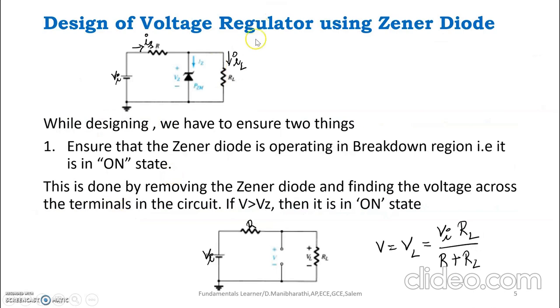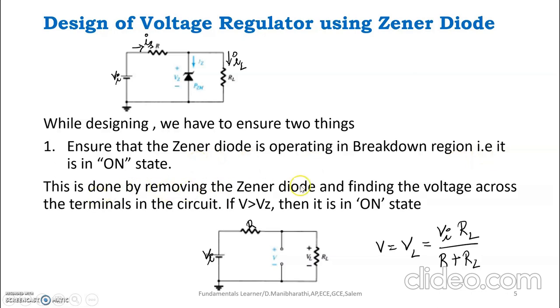Okay, now we'll see the application, how it is used as a voltage regulator. So this is a simple circuit, right? This is a source voltage, this is your resistance, this is your Zener diode which I place in parallel or shunt with the load. Okay, we have to ensure two things. First thing is we have to ensure whether it is operating in the breakdown region. Breakdown region means that it should be in on state. Okay, how to check it?